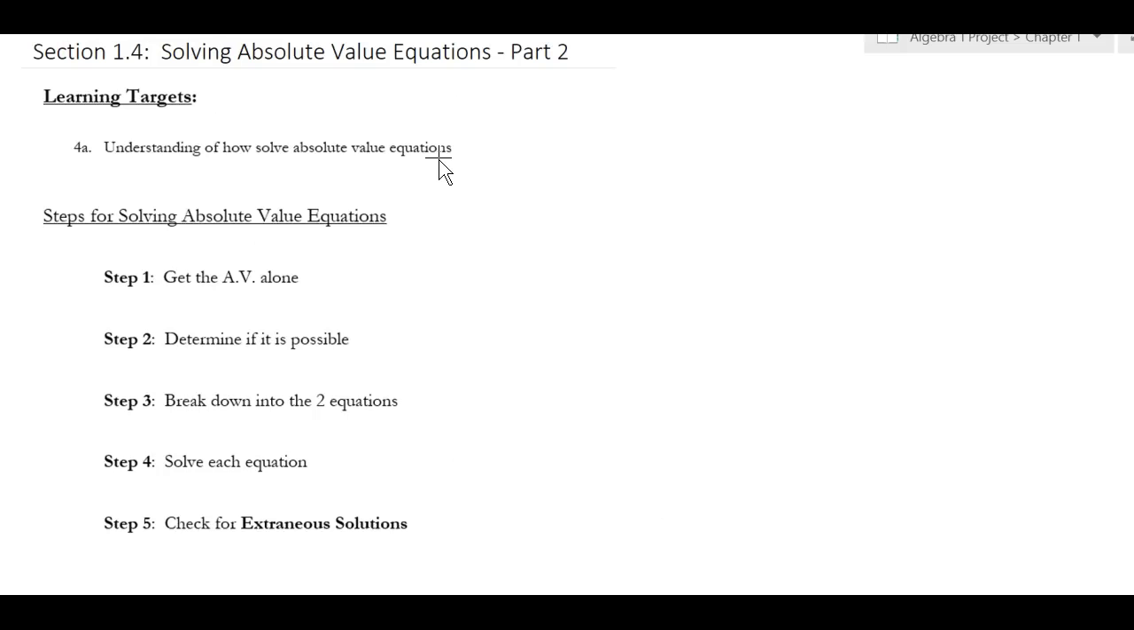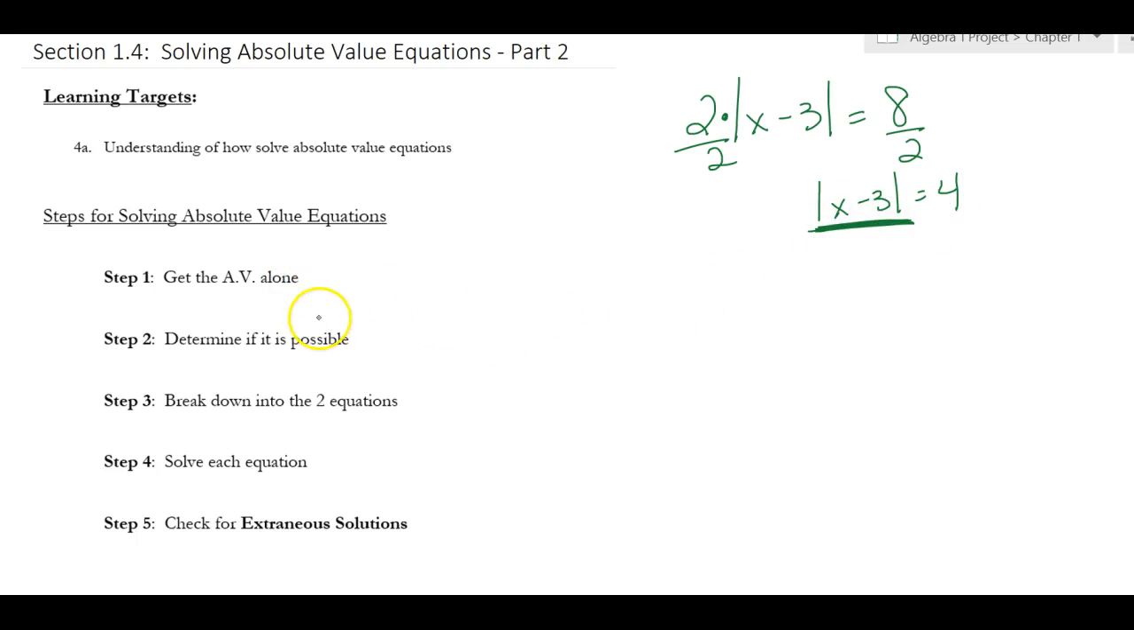And so let me show you what I mean by that. So let's say up here I have problem 2, absolute value of x minus 3 equals 8. I can't have this 2 on the same side of the absolute value. You never distribute into absolute value, but I am going to divide by 2. And so now I have x minus 3 is equal to 4. And now the absolute value is alone, so then you can continue with this process. Okay? So that's what it means by get absolute value alone.